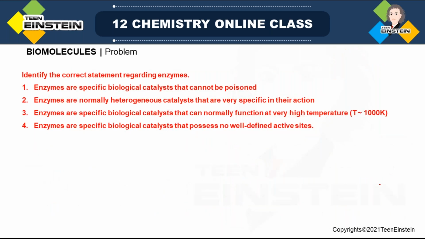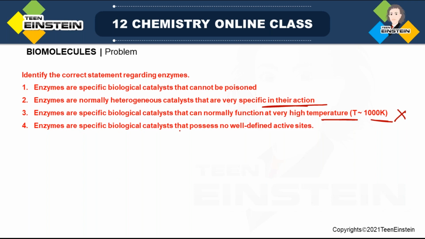So one problem regarding enzymes: we have to identify the correct statement regarding enzymes. The first statement: enzymes are specific biological catalysts that cannot be poisoned. And what is poison? That we will see. Next: normally heterogeneous catalysts that are very specific in their reaction. Now specific, it is true, but whether they are heterogeneous or not, we have to check. Then: specific biological catalysts that can normally function at very high temperature. Now this is obviously not correct, because inside our body there are no high temperature levels. So this is not possible.